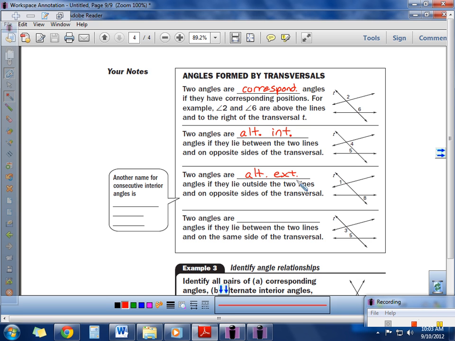And the last one, consecutive interior. If you couldn't quickly identify those, that means you need to study. Study the pictures, study the diagrams.